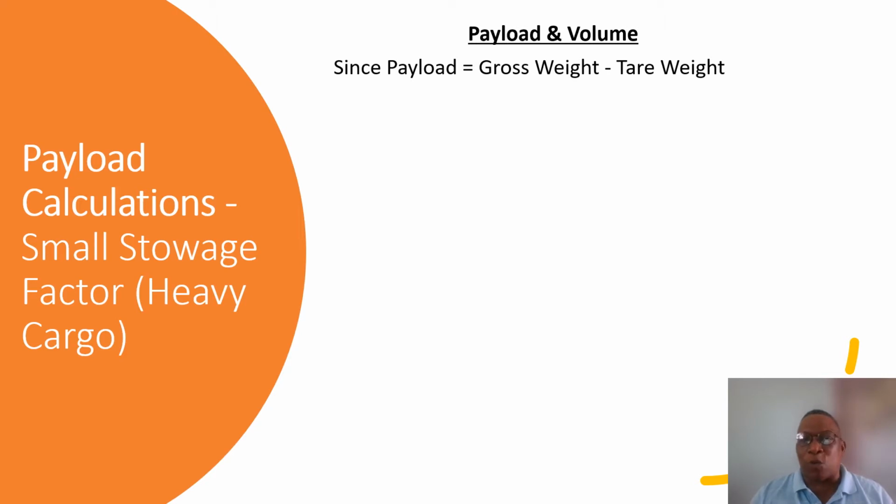Since payload is equal to the gross weight minus the tare weight, and our gross weight given is 24 tons, we are going to take away the tare weight of 2.5 tons, which gives us the maximum payload, which is 21.5. Remember, payload is the maximum weight that a container can carry safely.